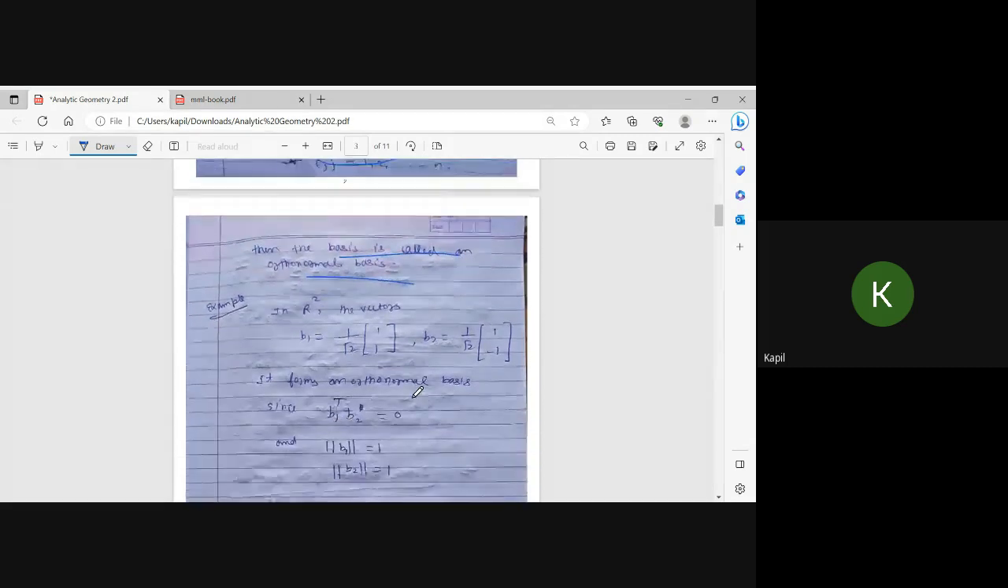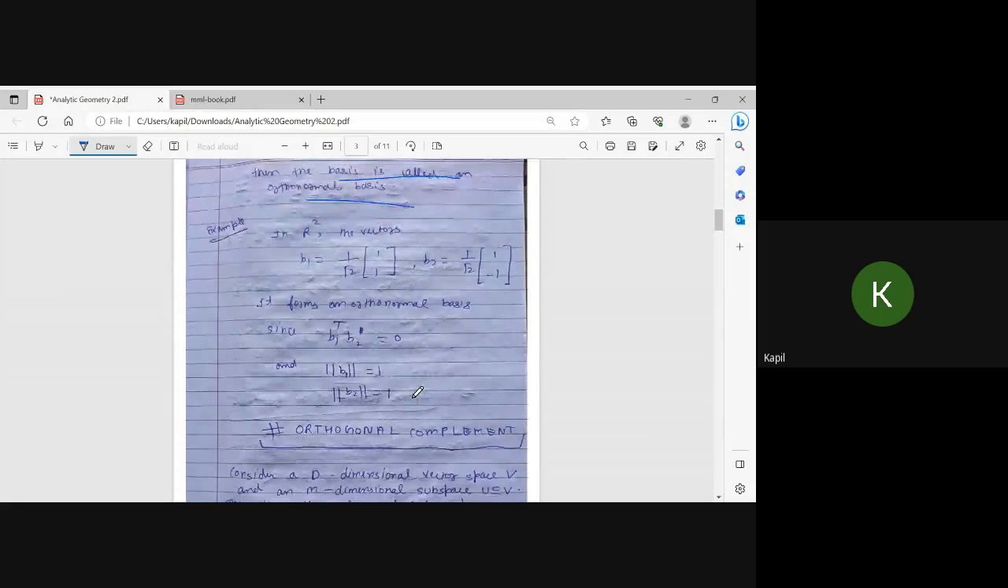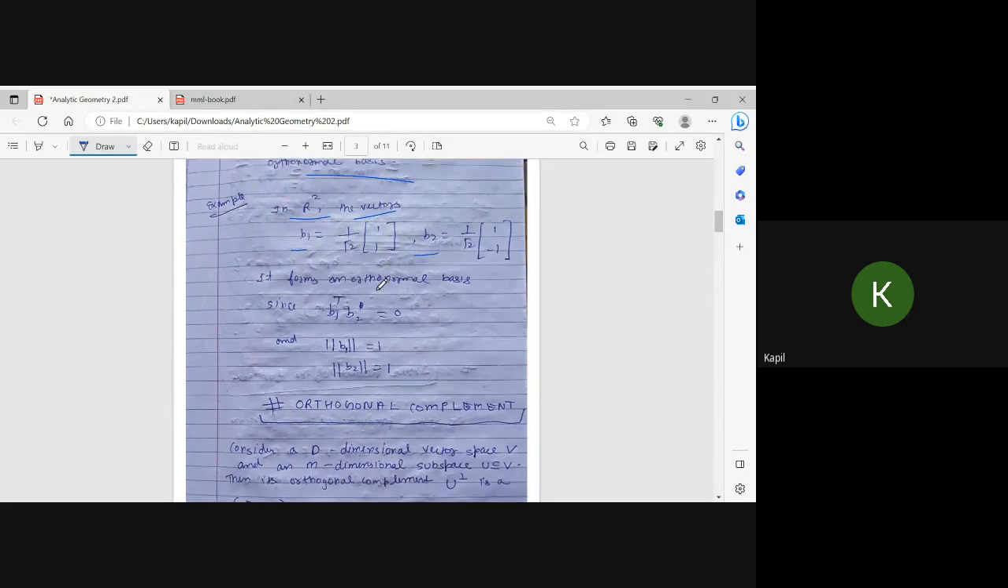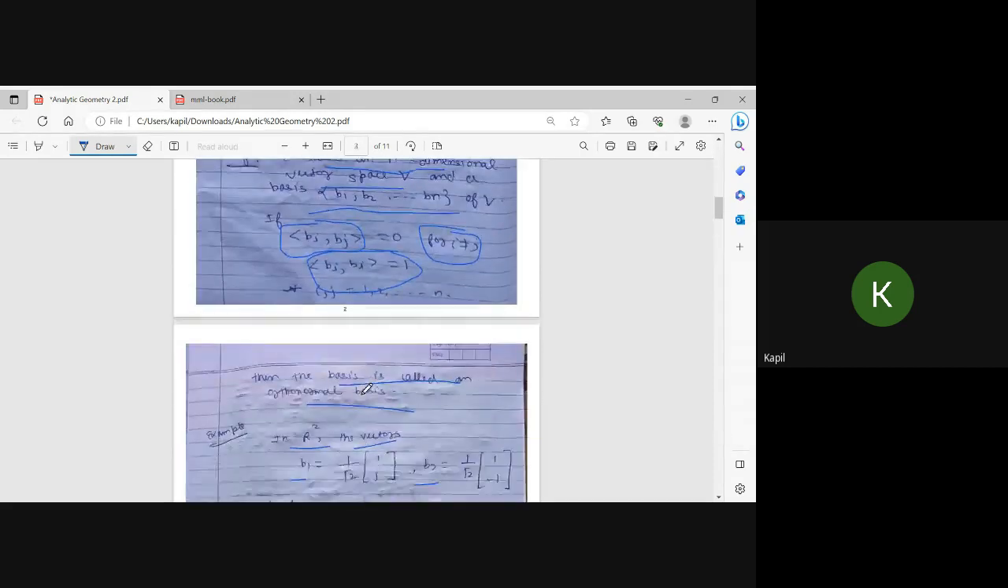So let us consider a simple example of this orthonormal basis. Our space is R2, a two-dimensional vector space. The vectors are B1 and B2. They form an orthonormal basis because when we find the inner product of B1 and B2, that is B1 transpose into B2, it comes out to be 0. So it is an orthonormal basis.